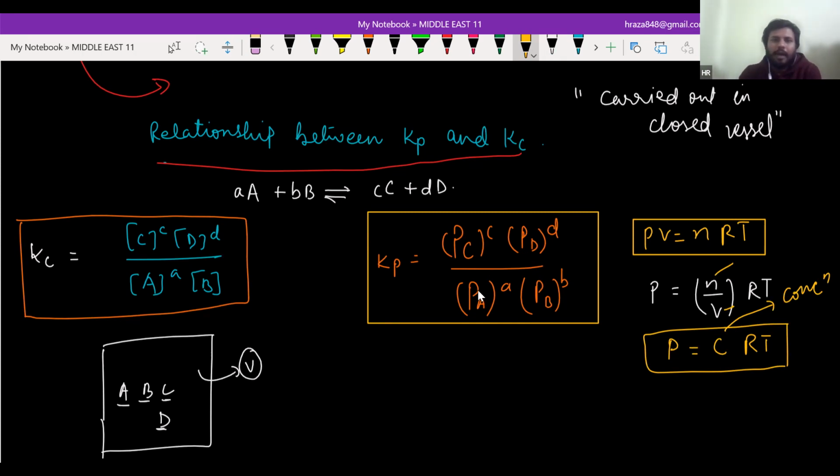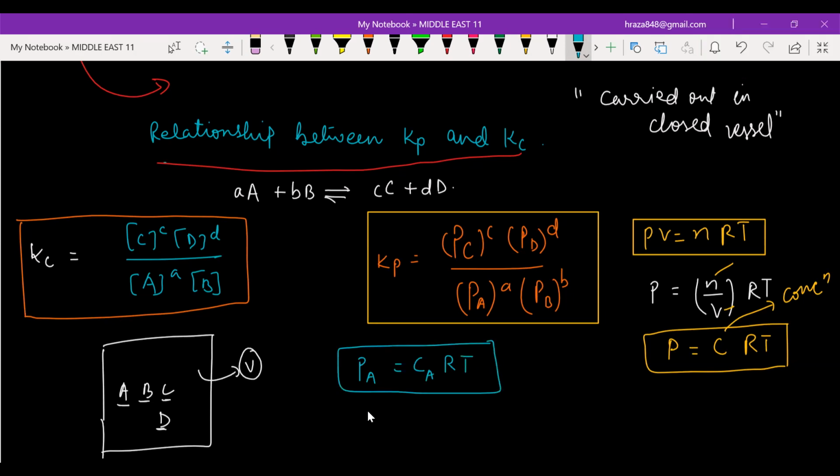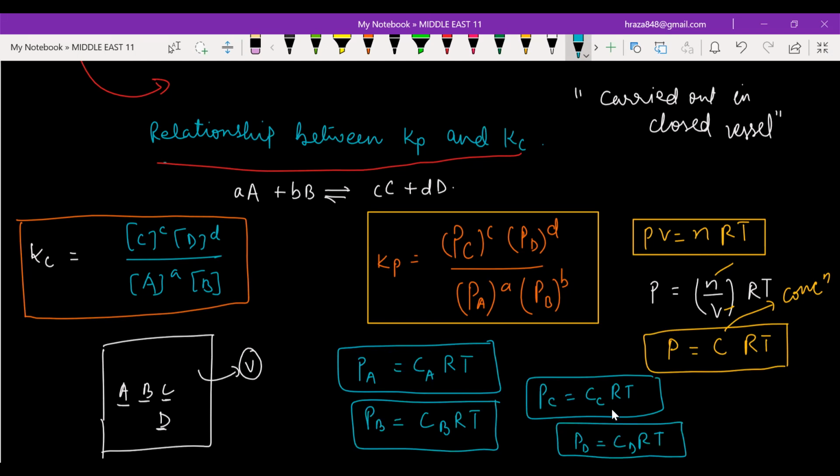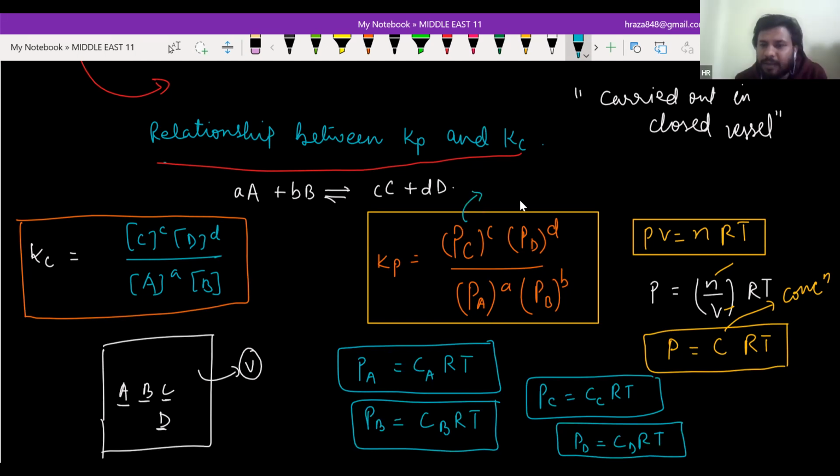Okay, so I'm going to apply this to each and every gas. I am writing here PA, so it will be concentration of A into R into T. Can I write it? Yes, sir. In the same way, if I'm writing PB, that means CB into RT. For gas C, PC will be CC RT. And for gas D, PD will be CD RT. Is that clear, everyone? Yes, sir. So here is the PC.